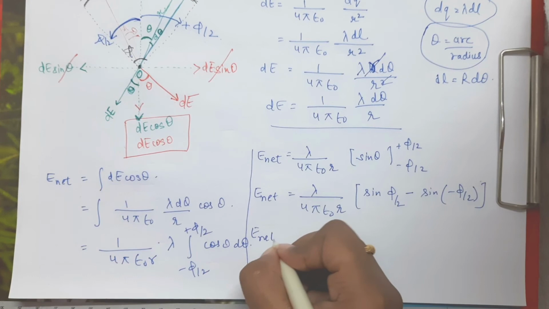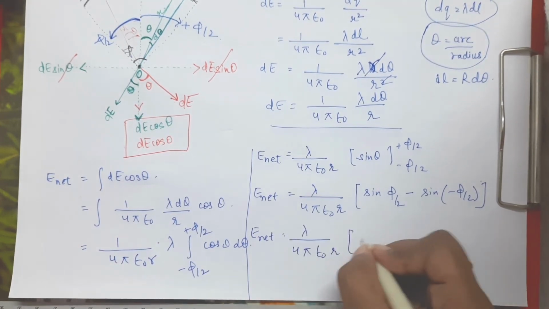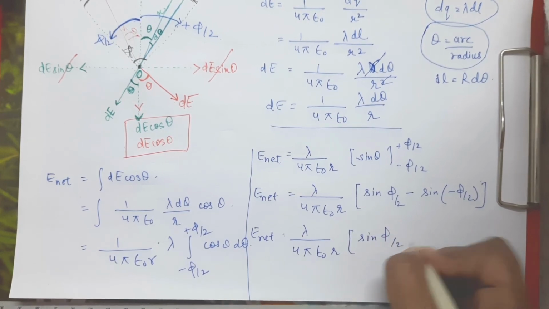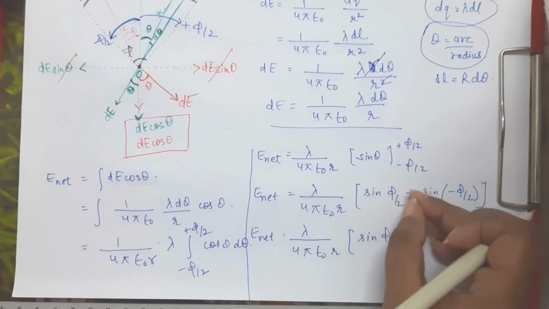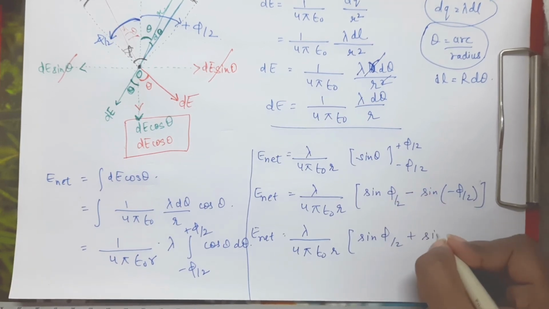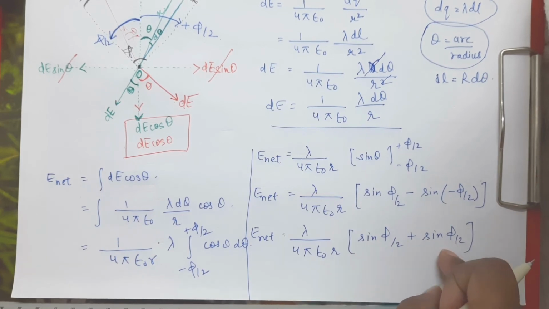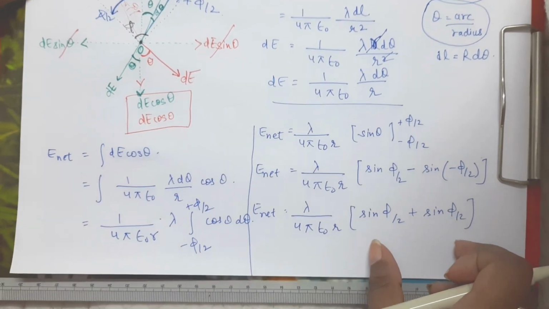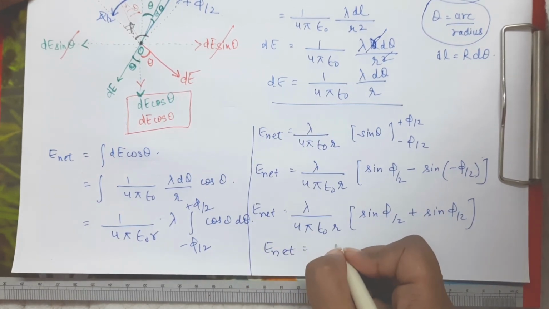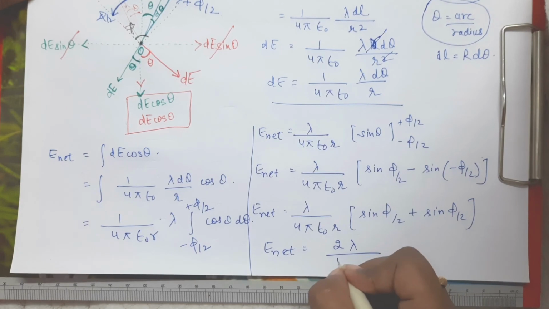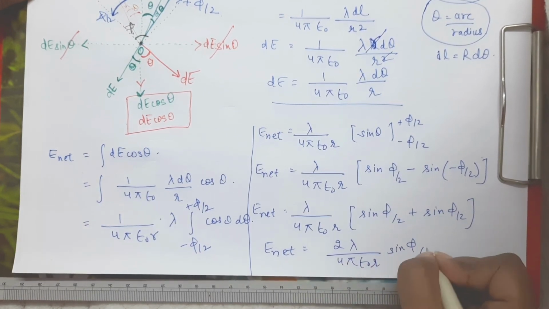So E net will be equal to lambda by 4 pi epsilon naught r sine phi by 2, sine of minus theta is equal to minus sine theta, so minus will come here and minus will be plus, plus sine phi by 2. So this is sine phi by 2 plus sine phi by 2, 2 sine phi by 2. So E net will be equal to what, 2 lambda by 4 pi epsilon naught r sine phi by 2.